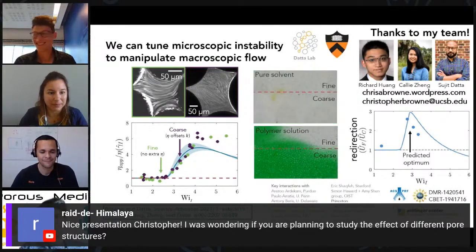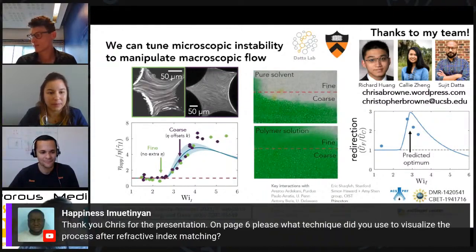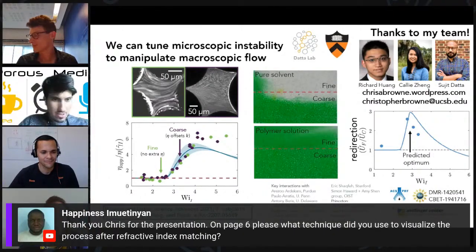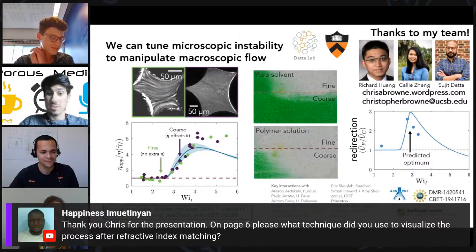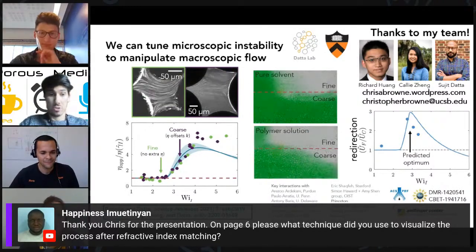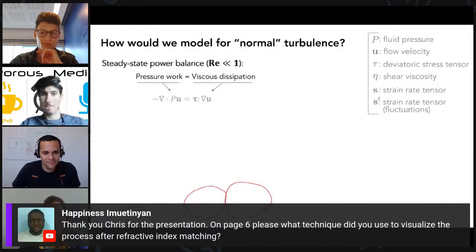Nice, nice. And we have another question from Happiness Imwetinian. Thank you, Chris, for the presentation. On page 6, please, what technique do you use to visualize the process after refractive index matching?